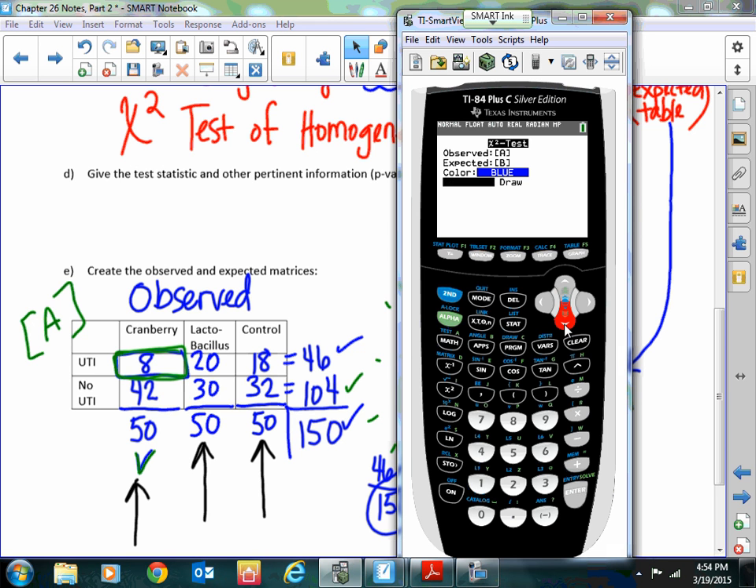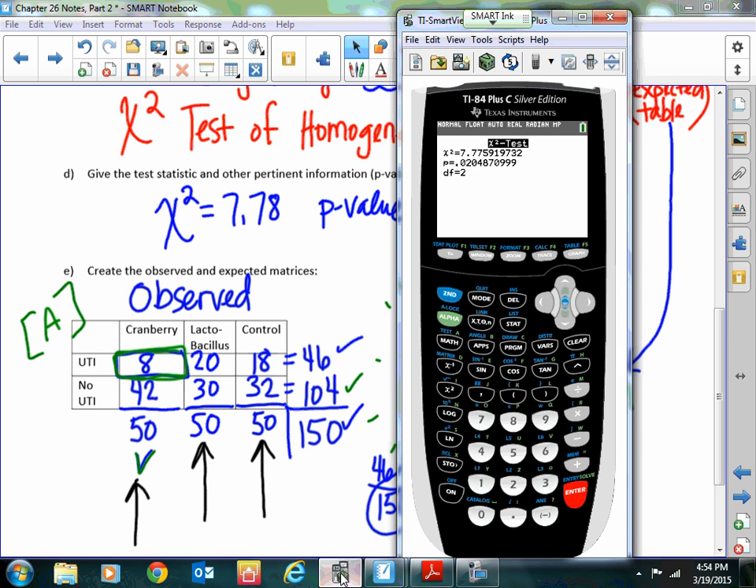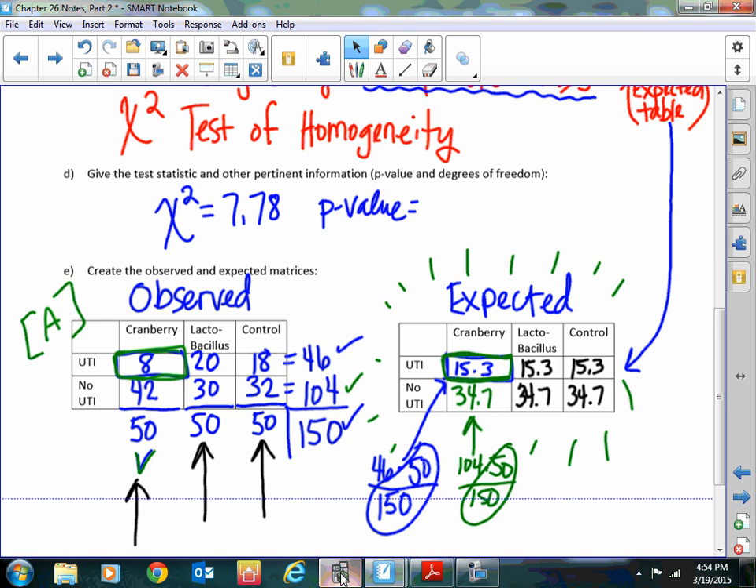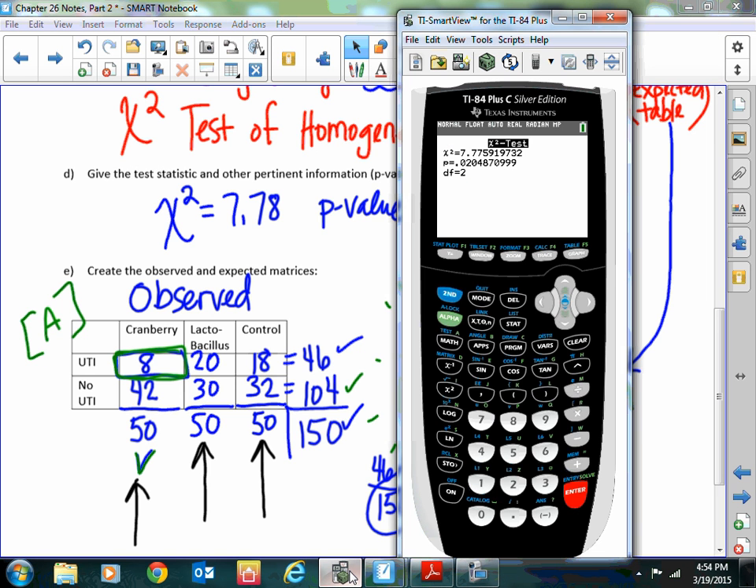So it's as simple as run the test, and there we have a chi-squared value of 7.78. So I'll write that. Our chi-squared value is 7.78. Our p-value was, I think it was 0.02, 0.0204. So I'll just leave it at 0.02. And our degrees of freedom, I think it had said that our degrees of freedom are 2 because it automatically calculates that for you.